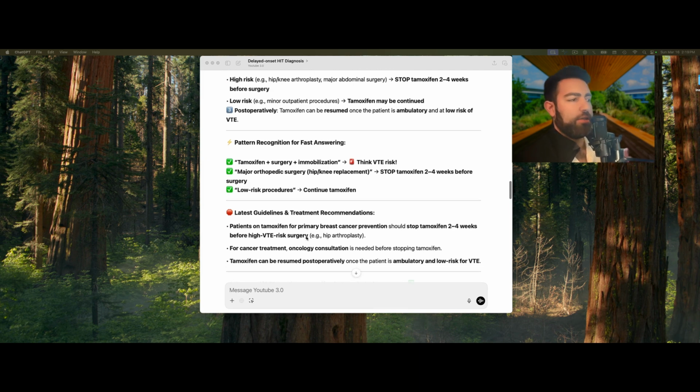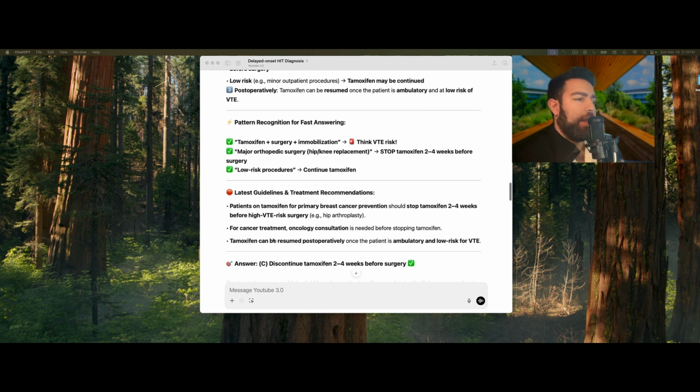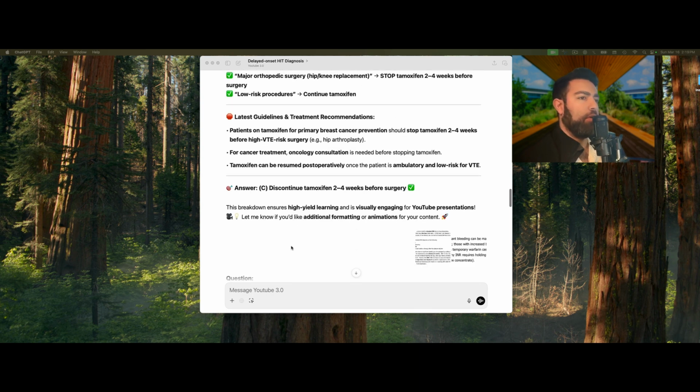And the latest guidelines, patients on tamoxifen for primary breast cancer prevention should stop it 2 to 4 weeks before high VTE risk surgery. And for cancer treatment, oncology consultation is needed before stopping. Correct. So if you're a primary care physician, don't stop it without telling your oncology consultant. And then tamoxifen can be resumed post-operatively once the patient is ambulatory and at low risk for VTE. So that was the correct option.